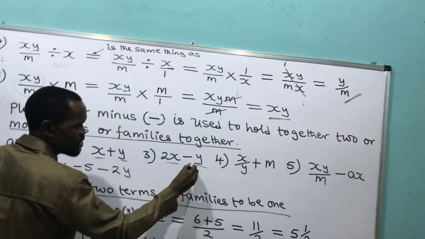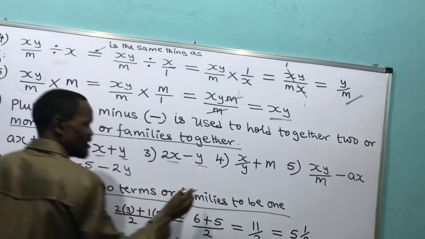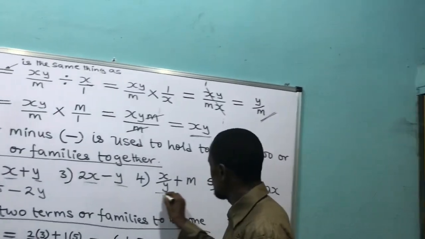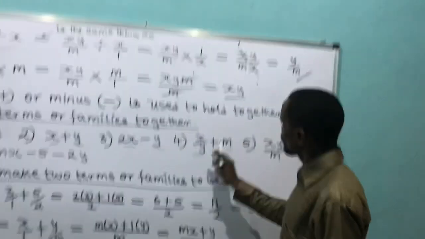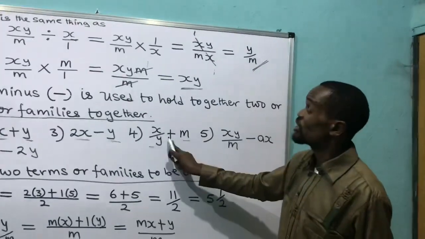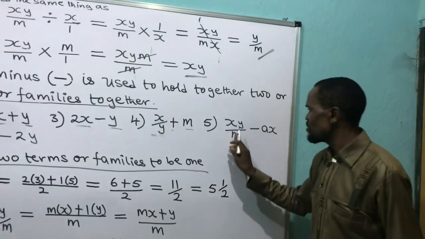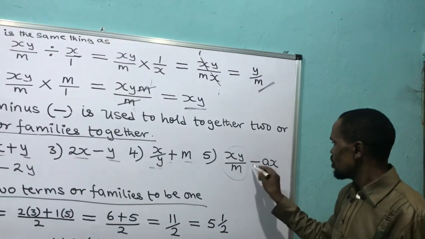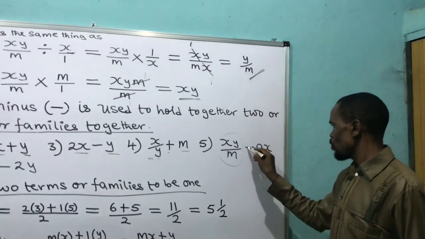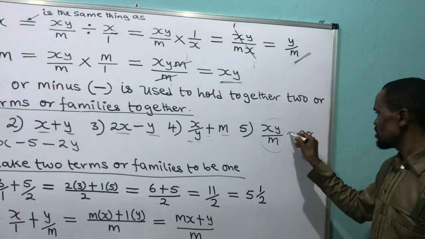This is a family. Look at another family, held together by what? Minus. Then look at another family. Look at this family, held together by what? Plus. This is a family, this is a family, held together by what? Plus. Look at this family. This is one family, and this family is held together by what? Minus. Look at the minus. I think you see the minus here.